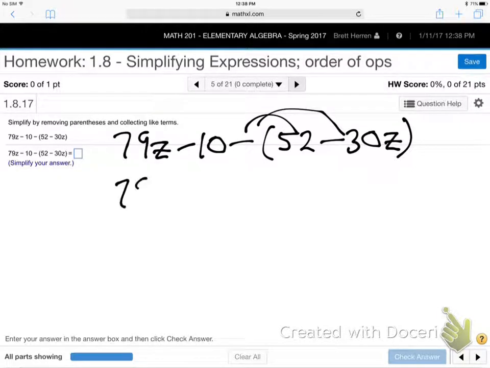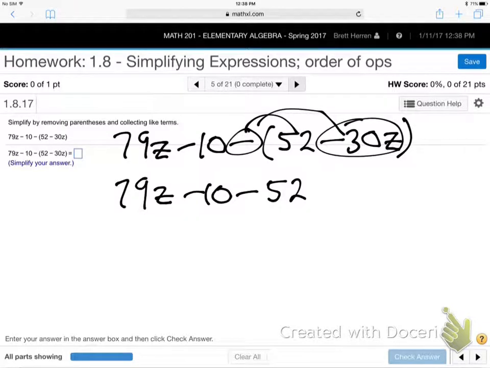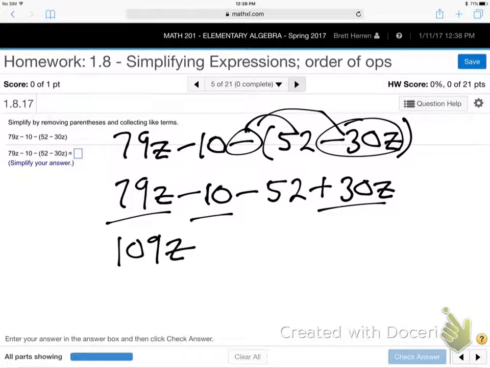Okay, so the 79Z, the minus 10 just sit there for a minute, and then it's minus 52, and the minus hits the minus 30Z to be plus, right? Two negatives multiply to be positive, don't they? We good to there? So far, so good. No more parentheses, right? Whenever something from the outside goes in, we drop them off. Now, just do the like terms. 79Z and 30Z: 109Z, and then minus 10 minus 52, minus 62. And there we go. That's as much as we can do.